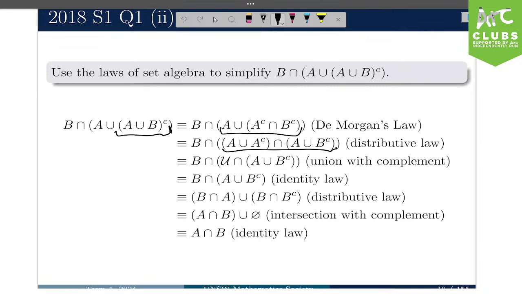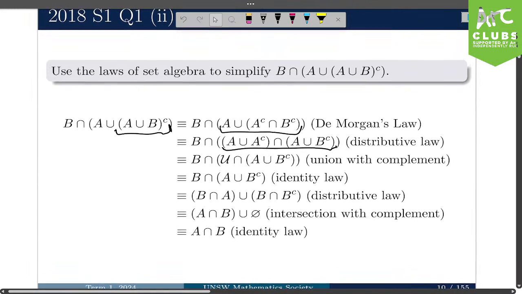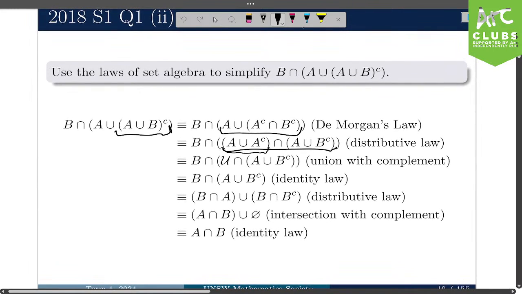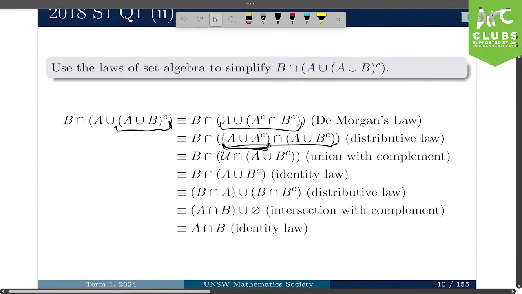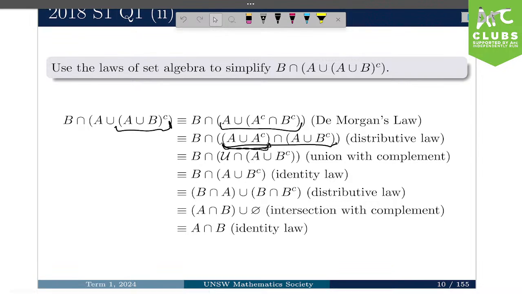That's A union complement of A, and all of that intersected with A union complement of B, right? And now, if we have a look at this part, A union complement of A, that's basically saying all the elements that are in A and also all the elements that are not in A, right? And obviously that just yields you everything. That's the universal set.